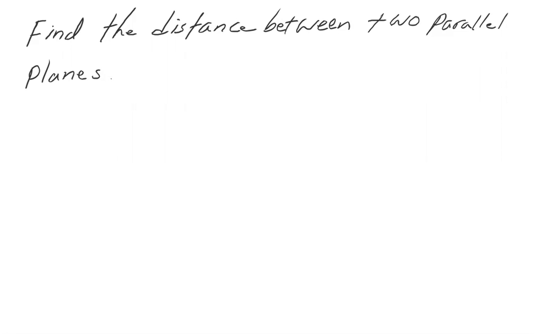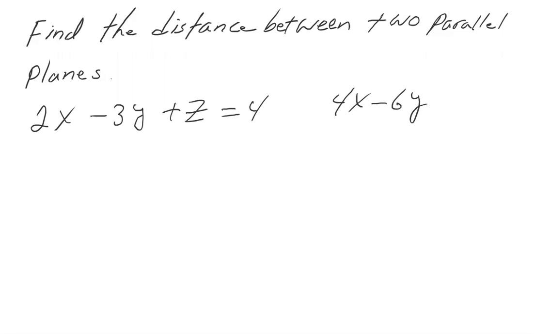Suppose my first plane is 2x minus 3y plus z equals 4. And let's set our second plane to be 4x minus 6y plus 2z equals 3.